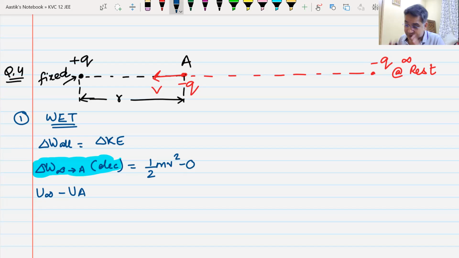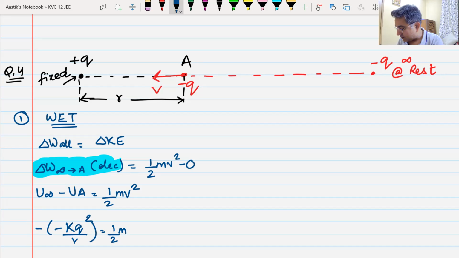I'm not going to get lucky, because whatever I get will be the correct answer. Energy of the system at infinity minus energy of the system at point A must be equal to half mv square. Do we understand this? What is the energy of the system at infinity? The energy of the system when the charge is at infinity is 0. Minus, it is negative here. You have to understand why it is negative here. So it's negative of the potential energy when the two charges are at a distance of r apart. So it becomes minus of minus kq square by r. Do we understand this? That must be equal to half mv square.